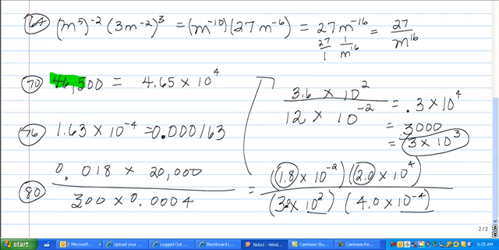You could also find the answer, just compute it decimally on your calculator. Just make sure that you put parentheses around it if you do it that way. And then convert it to scientific notation like I did at the end.